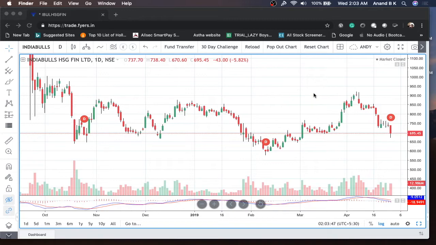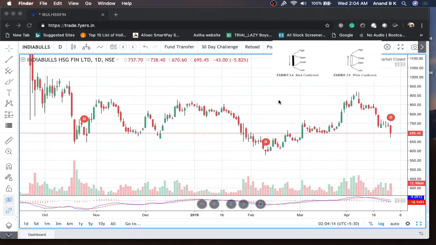So let's understand what a candlestick is. A candlestick is actually a price movement based on time. And the price movement based on time is divided into four parts on a particular candlestick. So let's understand what those four parts are first before we get into candlesticks itself.